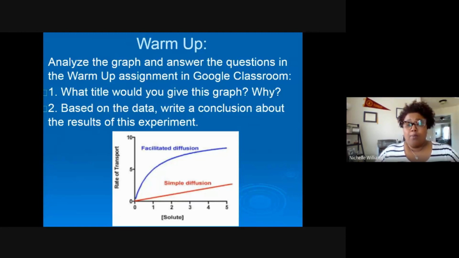So you know our process for that. The same question is in Google Classroom for you. I'm going to give you 5 minutes to toggle over to Google Classroom and answer the warm-up question. And then we will revisit this question at the end of this session. Okay, so your 5 minutes begins now. Go ahead and toggle over to Google Classroom.